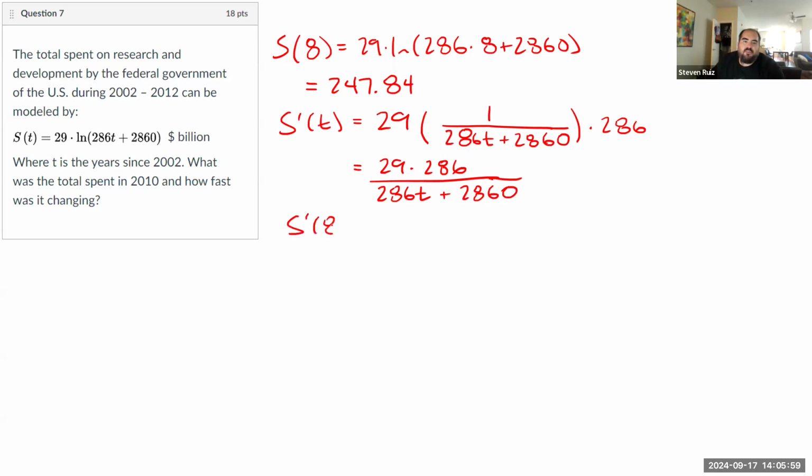So to answer this question about the rate of change, I'm going to evaluate the derivative at 8, and I get this value, 1.611. So what does that mean? That means that in 2010, we are spending $247.84 billion on research and development, and that spending is increasing at this instantaneous rate of $1.611 billion per year.